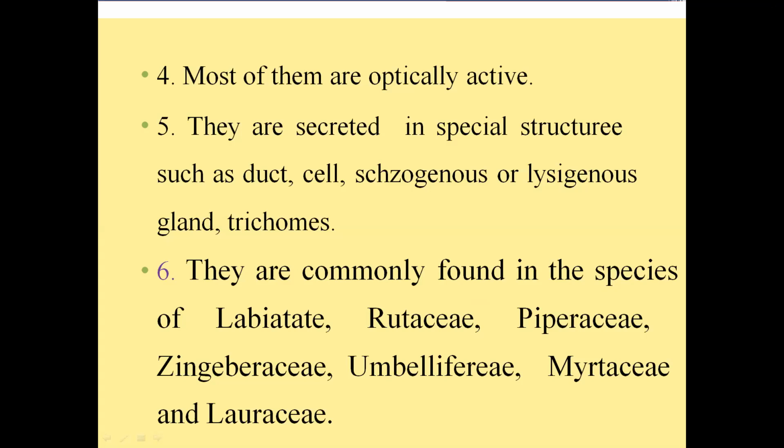If your drug belongs to the family Labiatae, Rutaceae, Piperaceae, Zingiberaceae, Umbelliferae, Myrtaceae, and Lauraceae, you can easily tell that these families contain drugs which have volatile oil as their main constituent. For example, Labiatae, the Tulsi family, as Tulsi contains volatile oil. Rutaceae, all citrus fruits, orange, lemon, also contain volatile oil. Piperaceae, black pepper. Zingiberaceae, ginger. Umbelliferae, fennel, coriander, caraway, which contain volatile oil as the main active constituent. Then Myrtaceae, nutmeg, Lauraceae, etc.